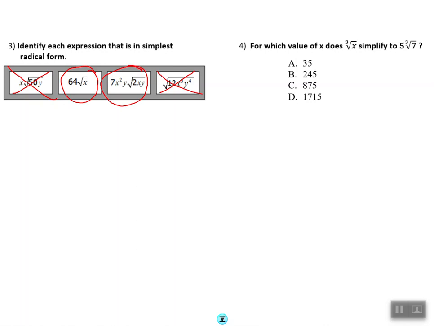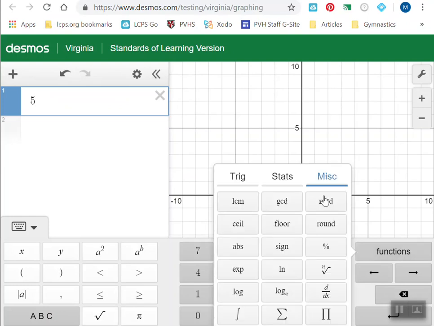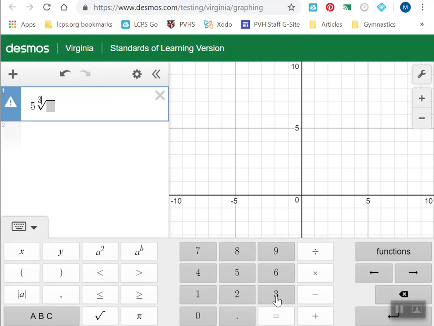For number 4, it says, for which value of x does cube root of x simplify to 5 cube root of 7? This is very similar to problems number 1 and 2. I'm going to start by typing 5 cube root of 7 into Desmos. So 5, remember for cube root you go to Functions, Miscellaneous, Nth root. You have to type the 3 and then arrow over to type in a 7. And I'm going to write down this decimal.